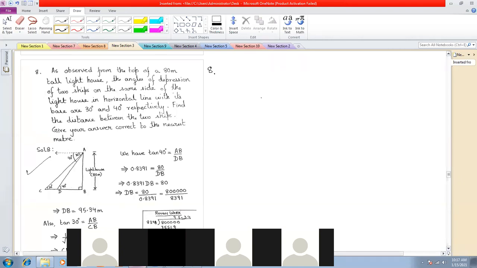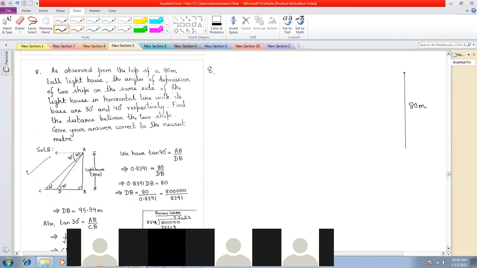Let's see what is given here. As observed from the top of an 80-meter tall lighthouse, the angles of depression of two ships on the same side of the lighthouse, in a horizontal line with its base, are 30° and 40° respectively. Long sentence. As observed from the top of an 80-meter tall lighthouse, this is my lighthouse. The height of this lighthouse is given to be 80 meters.